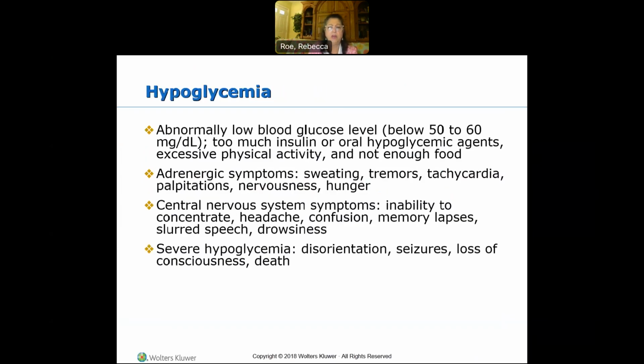Whether you're diabetic or not, I'm sure that some of you have experienced hypoglycemia, where you've had this feeling of sweating, tremors, tachycardia, palpitations, nervousness, and hunger, where you just start feeling disoriented, or you just feel very jittery. And this is usually because there's too much insulin, or you've had too much activity and not enough food. You have those adrenergic symptoms like I talked about.